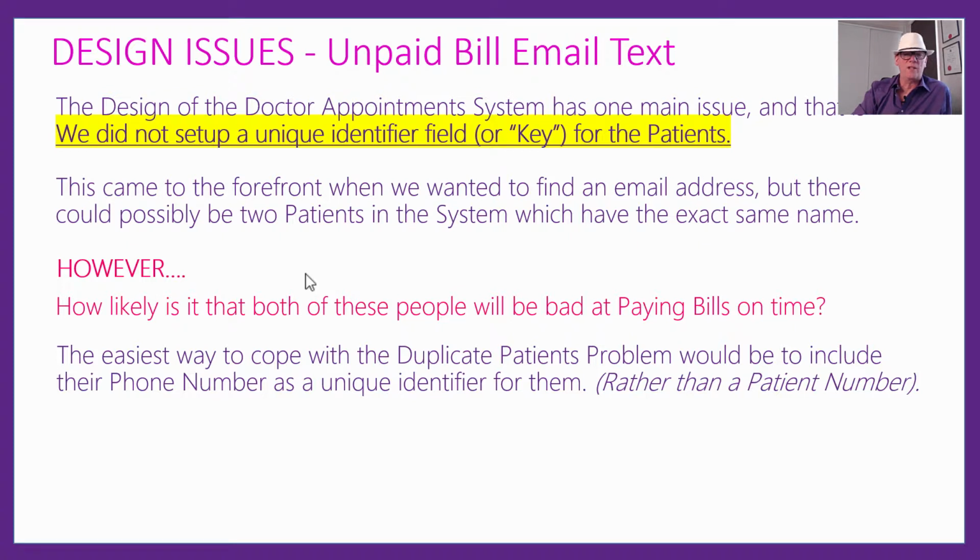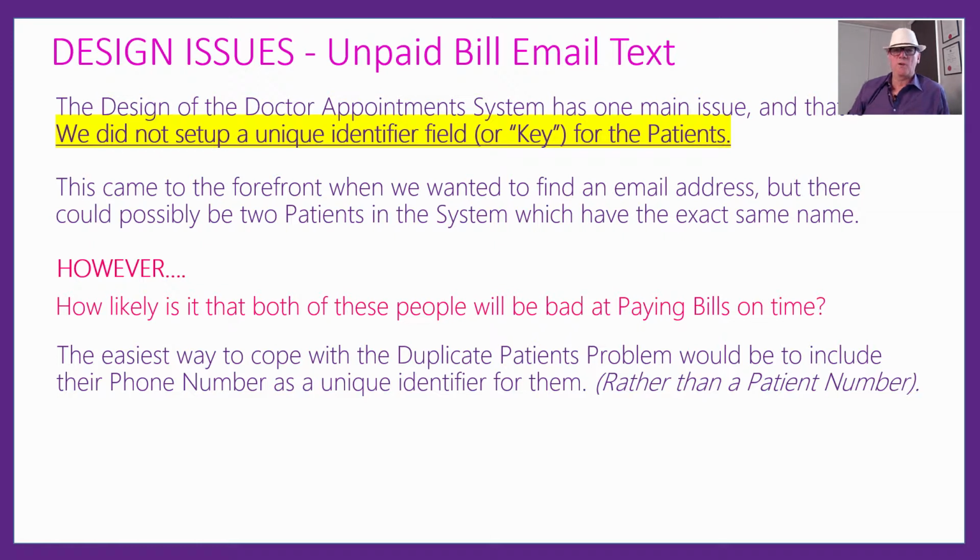So the easiest fix for coping with duplicate patient names would be to use their phone number as a unique identifier. We could add a patient number as a primary key, and we've shown you how to do that in previous lessons, I think, when we had the tennis players and gave them each their own unique number. But what a lot of systems do these days, because most people have mobile phones, is take a person's name and their mobile phone number, and that can be a unique identifier, because it's very unlikely you're going to have two people with the same name and the same mobile phone number.